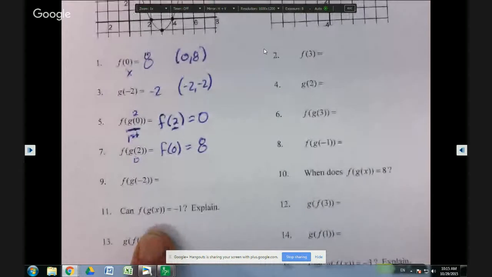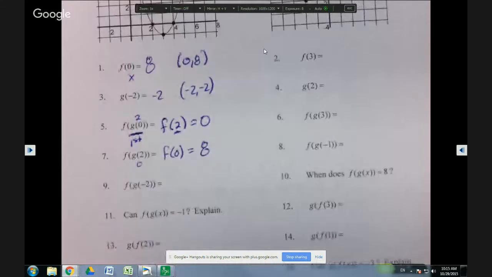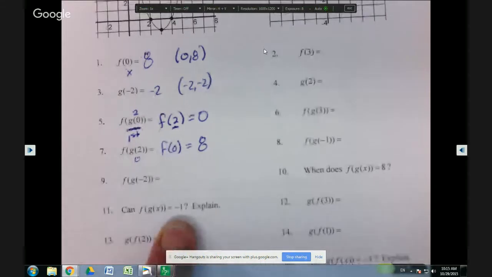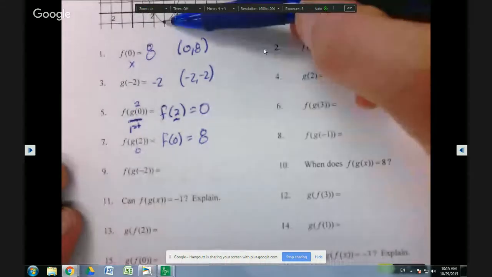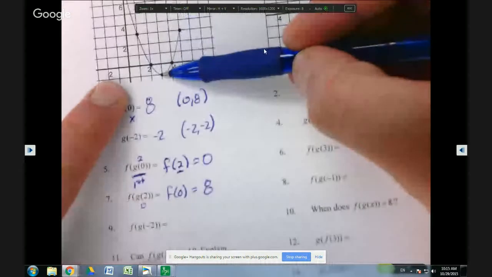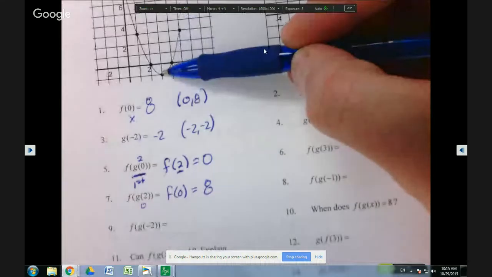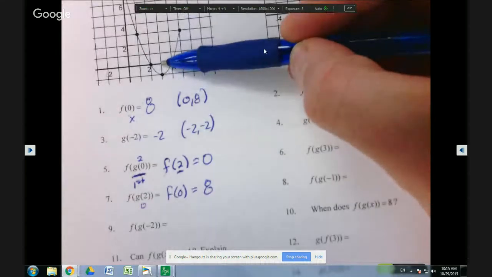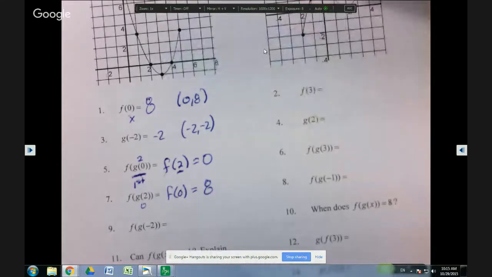Tell me this. Can f of g of x be negative 1? This is working backwards. So, can f be negative 1? That's negative 1, right? So f can be negative 1. What's the x value? 3. Now we need to go to 3 on the g. What's the x value? 3 over, down, 3 point something, right? See how we're working backwards there.